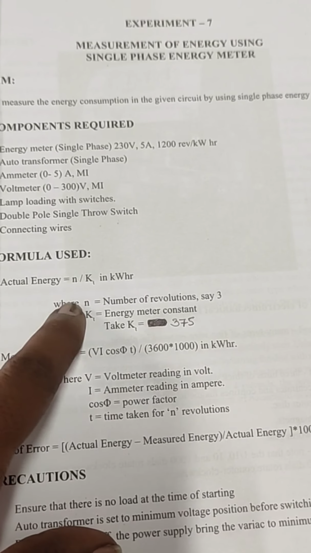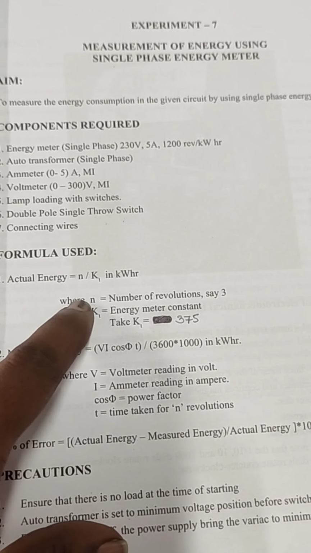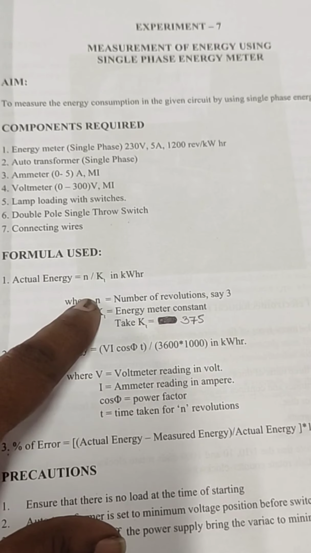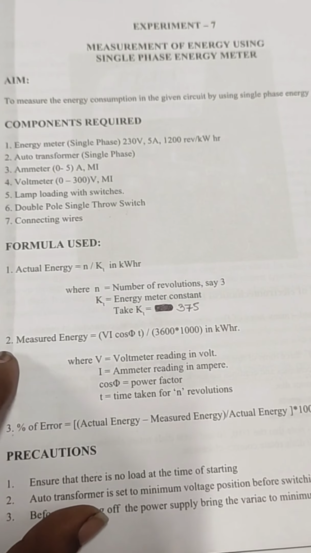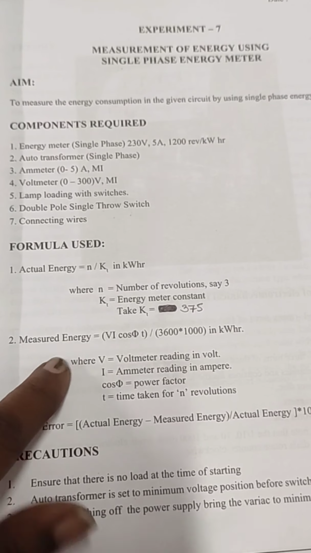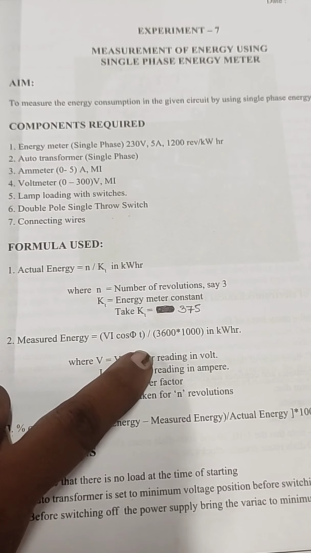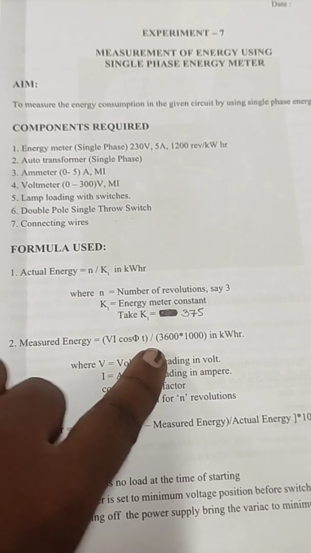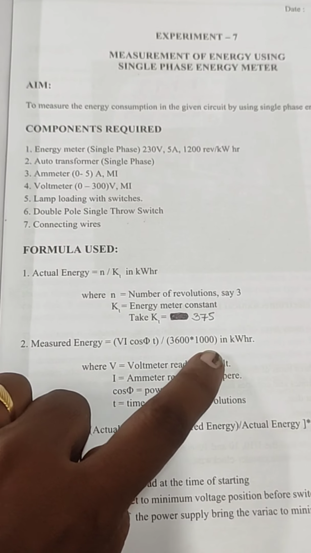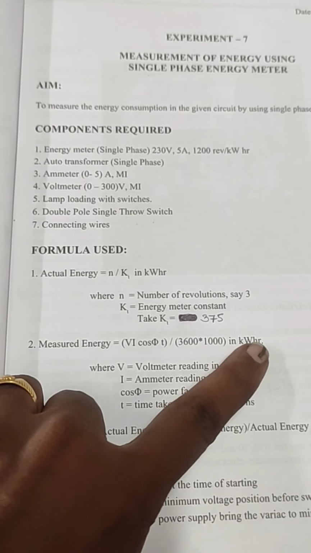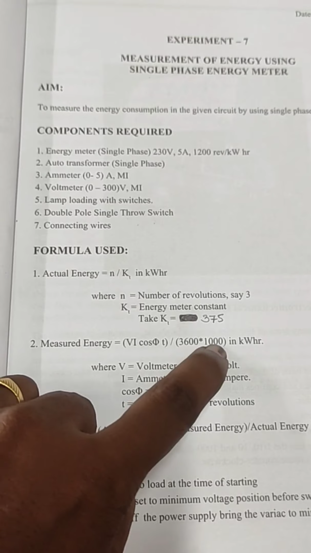It is a constant, but if you want to change it, you can change N, the number of revolutions, as required. Now the measured energy, the formula for the measured energy is VI cos phi into T divided by 3600 into 1000. It is a kilowatt hour value.